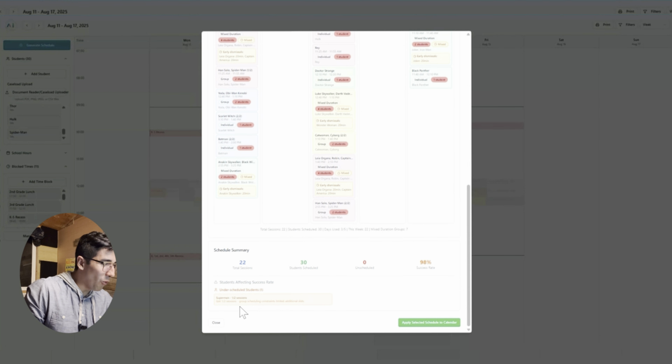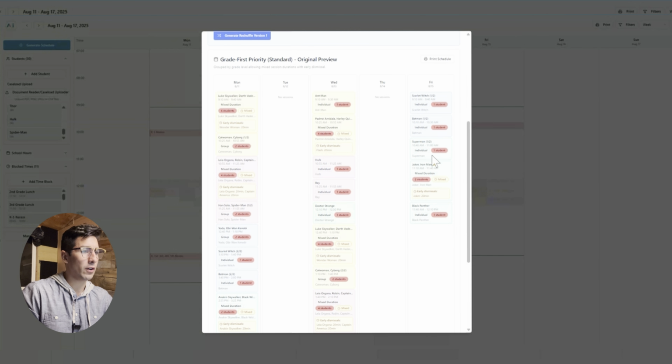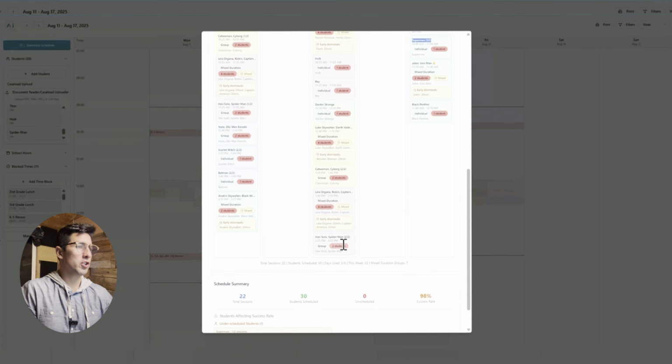Superman only got 1 out of 2 sessions, and that's the only student that was underscheduled. So we just had to find one student, Superman in particular, another time, and it looks like he was scheduled in on Friday. So we had to find another time for him on Monday and Wednesday, and then that should be good to go. It should be easy.